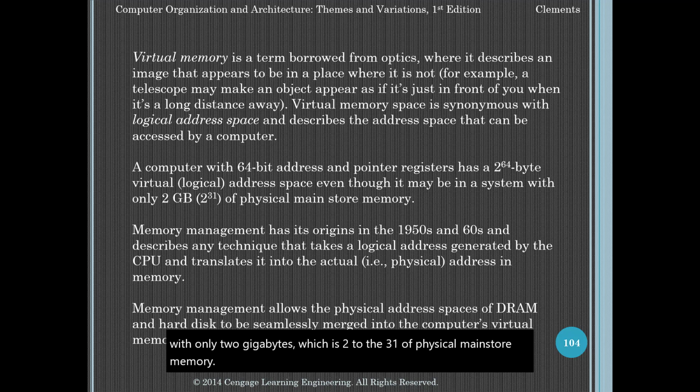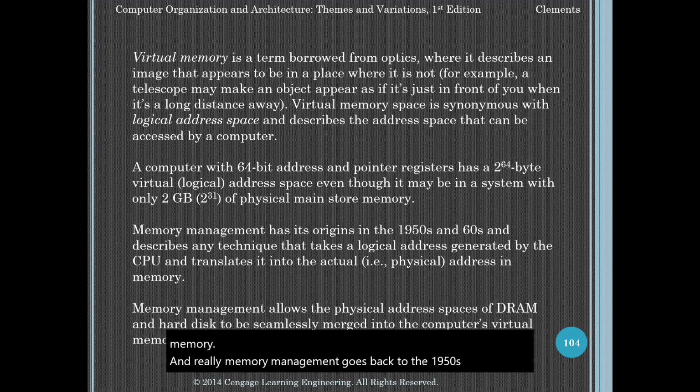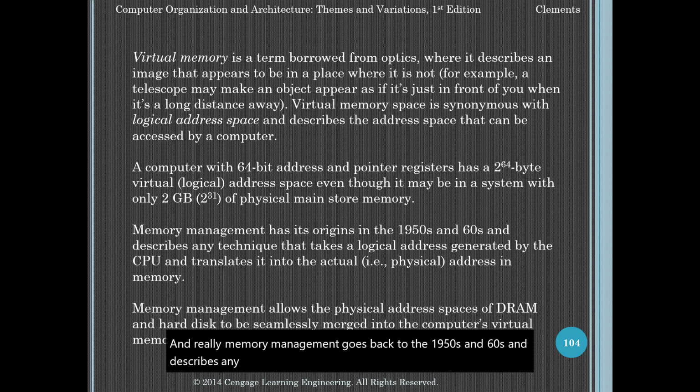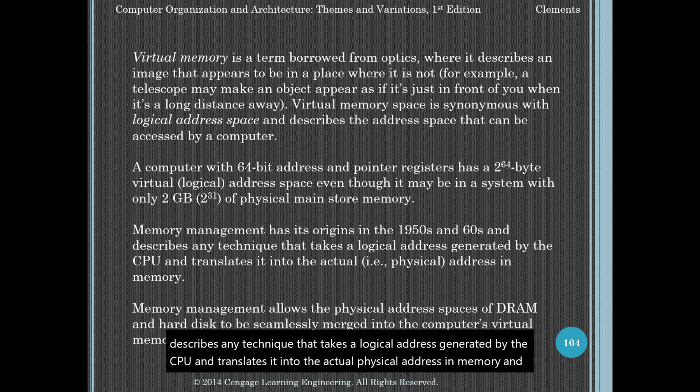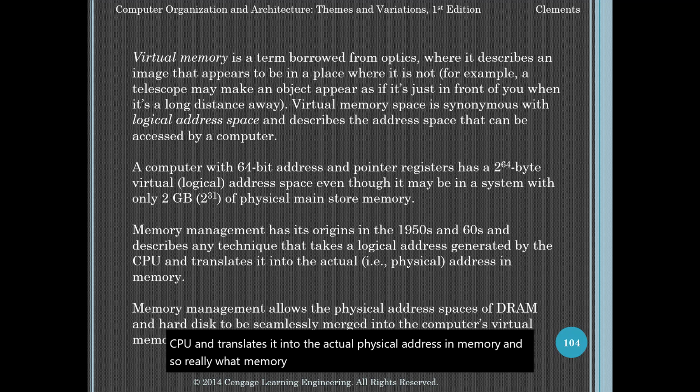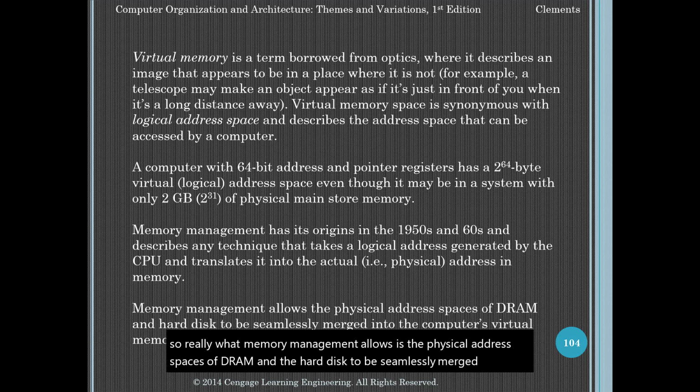Memory management goes back to the 1950s and 60s and describes any technique that takes a logical address generated by the CPU and translates it into the actual physical address in memory. What memory management allows is the physical address spaces of DRAM and the hard disk to be seamlessly merged into the computer's virtual memory space.